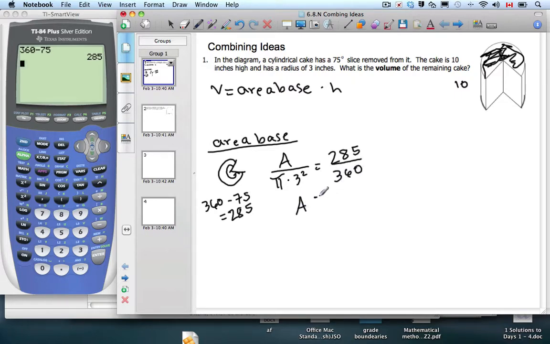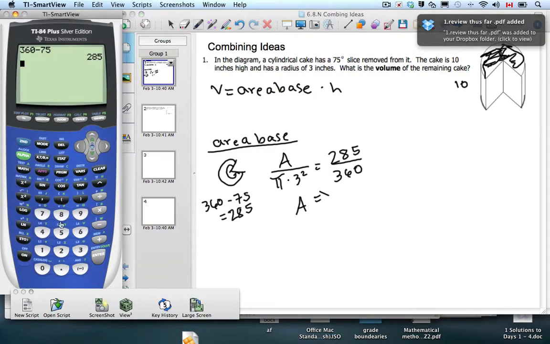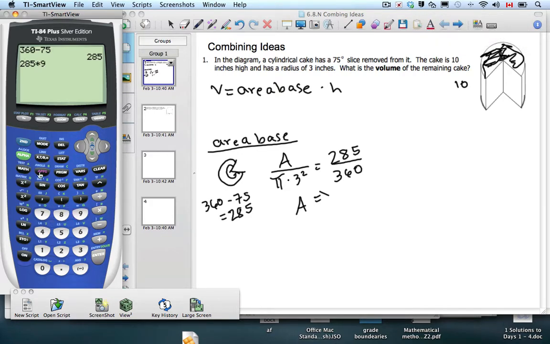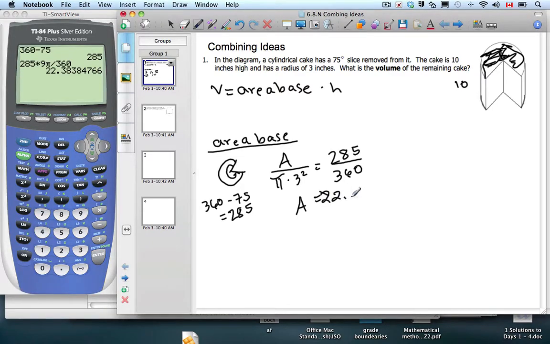So we can find this quick by using our calculator. We have 285 times 9 pi, and I can just go ahead and divide it by 360. Sweet. And I get, let's keep lots of decimal places, 2.384. That's the area of our base.